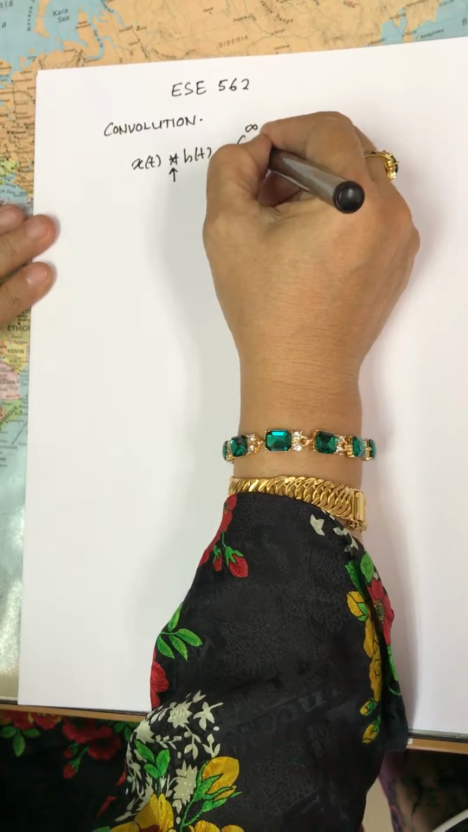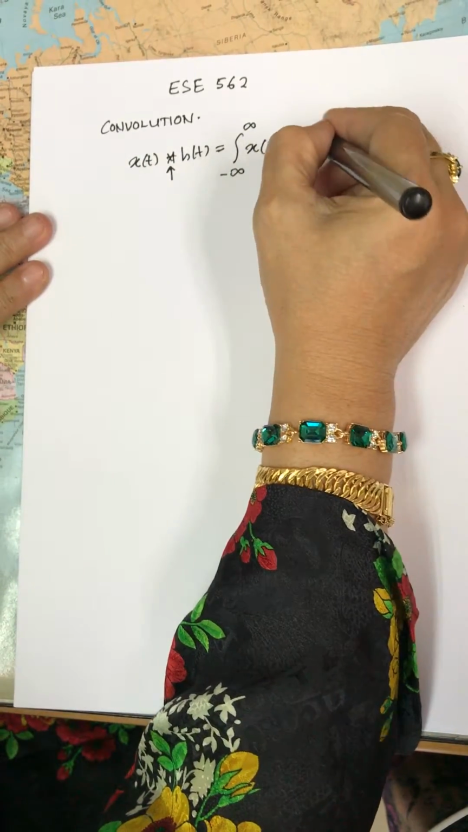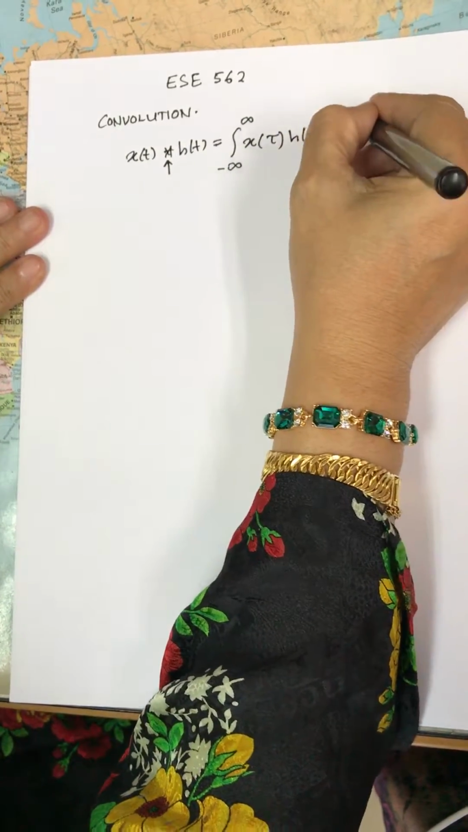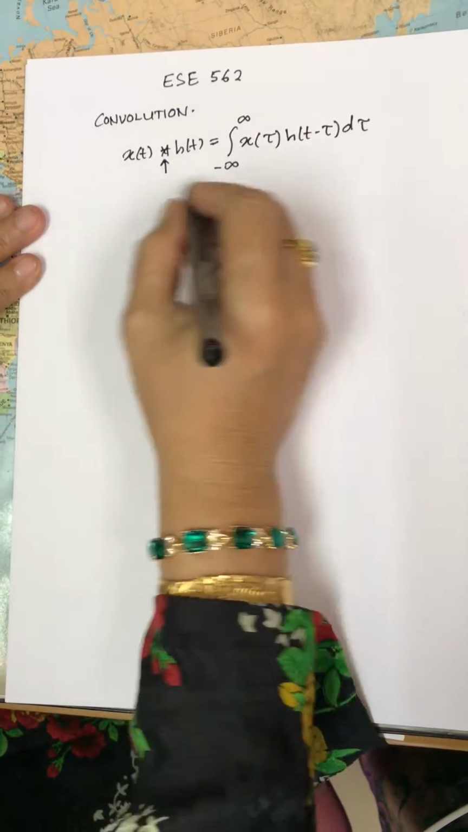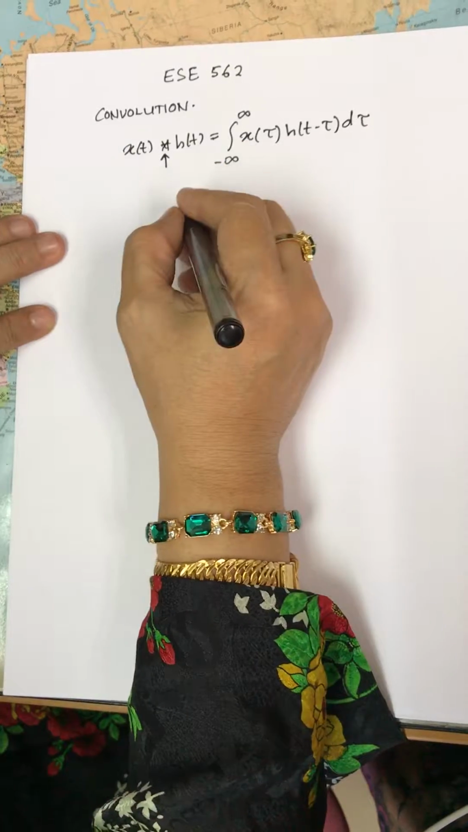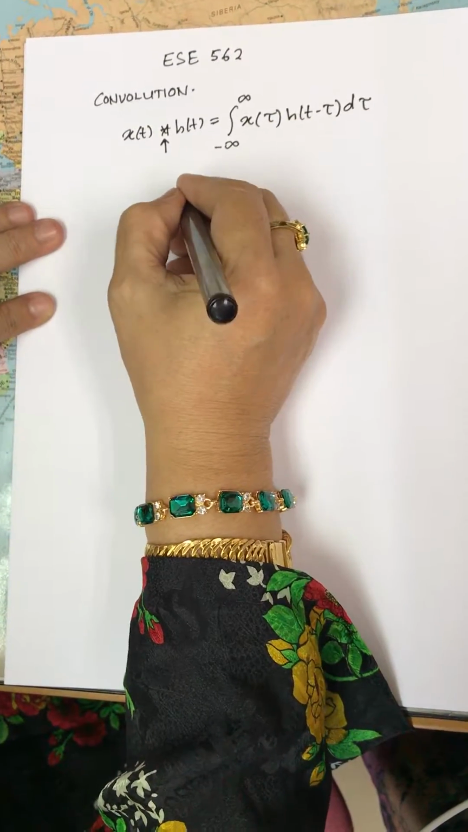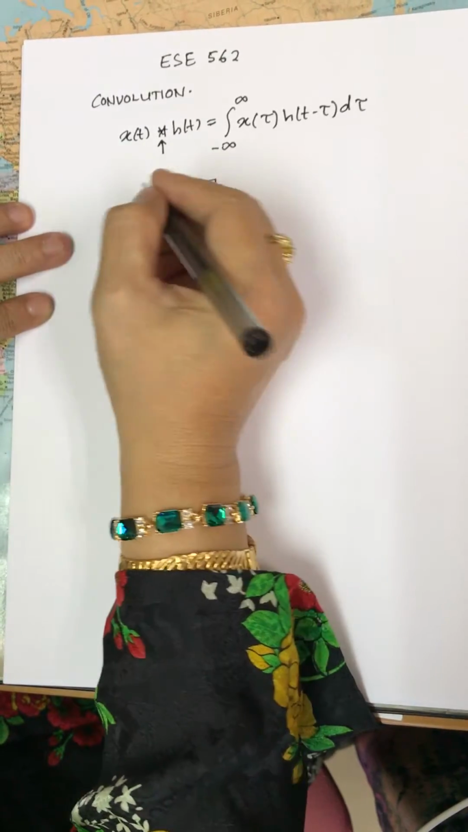x of t you replace with x of tau. h of t you replace with h of t minus tau. You integrate with respect to tau. And this is the mathematical equation for convolution. Actually, the purpose of convolution is trying to find the zero state response.